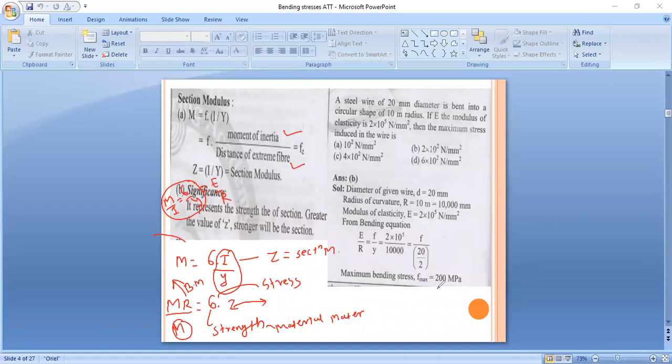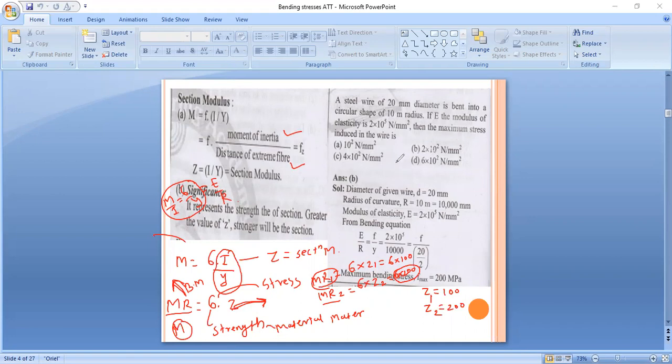If we consider two materials, for first material section modulus is 100 and for second material section modulus is 200. Suppose this is Z1 and this is Z2. Now we have to find out moment of resistance 1, which is equal to sigma into Z1, which is equal to sigma into 100, and moment of resistance for second material, which is equal to sigma into Z2, which is equal to sigma into 200. See here, MR2 is 2 times this MR1. So if section modulus increases, automatically moment of resistance also increases.